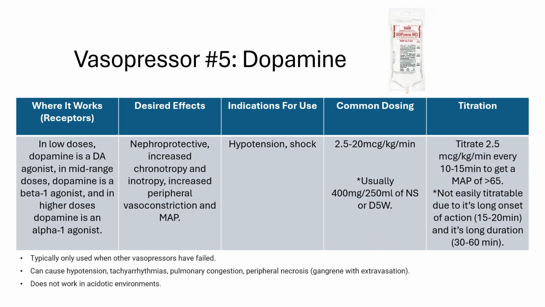All right, last but not least, we're going to talk about dopamine. So in low doses, dopamine is a DA agonist. In mid-range doses, dopamine is a beta-1 agonist, and in higher doses, dopamine's an alpha-1 agonist. So we talked a little earlier that this has got some kidney protective properties to it. It does increase our chronotropy and inotropy, so it's going to help with contractility. It's going to cause some peripheral vasoconstriction, and it's going to help us increase our MAP.